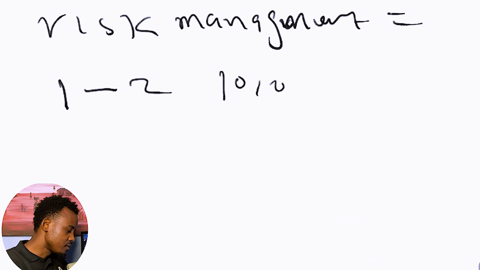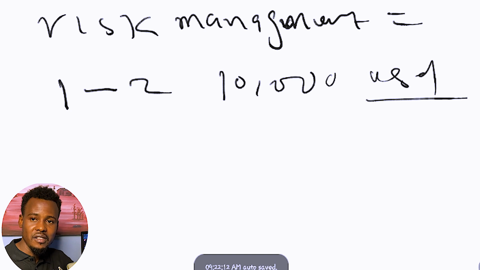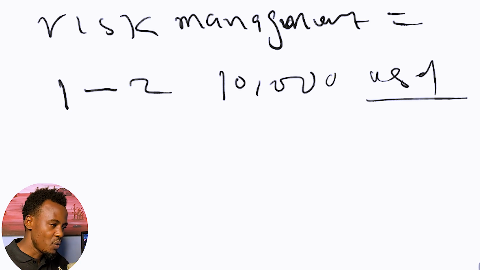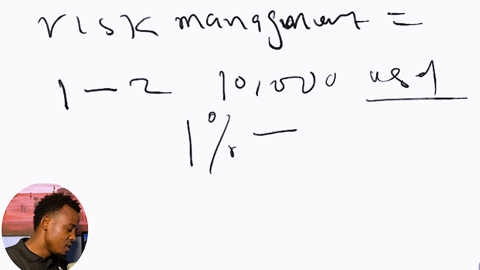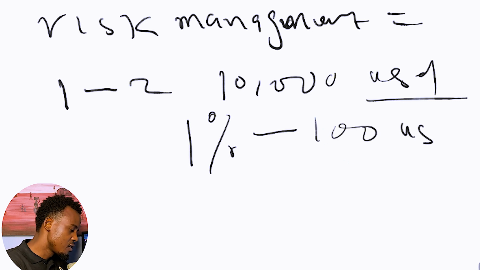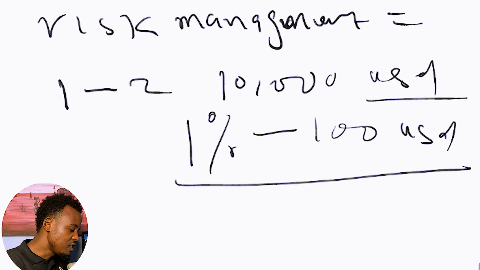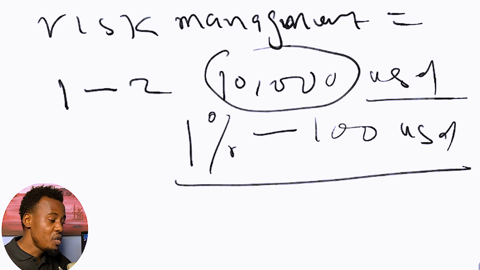10,000 USD. I just want to make it clear and understandable for each and every one of you. You are to lose 1%. 1% of $10,000 is $100, which is 100 USD. Imagine risking 1% on a $10,000 account. That means you will possibly go a long way.